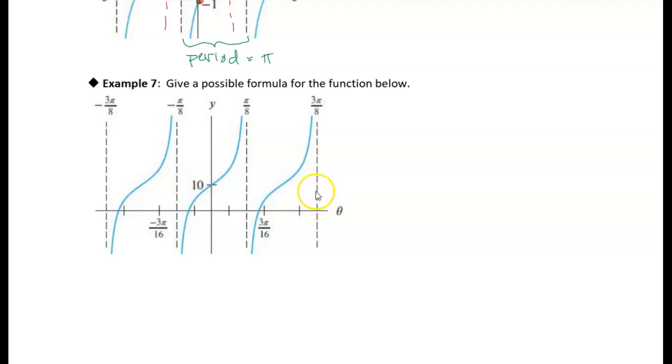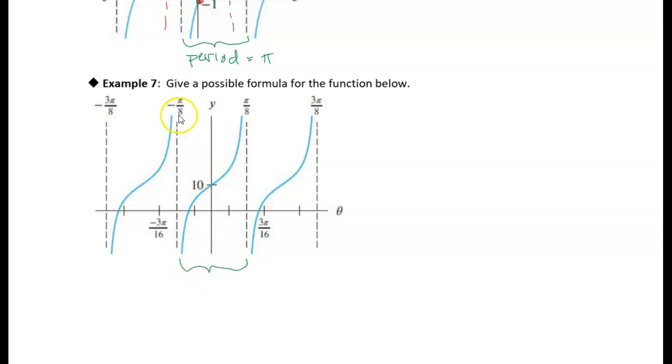All right, so hopefully you looked ahead at this one and gave it a try, because it's very similar to the one above. It's just a little bit different things going on here. So, like I said before, I want to first of all look at the period. What's going on with the period here?